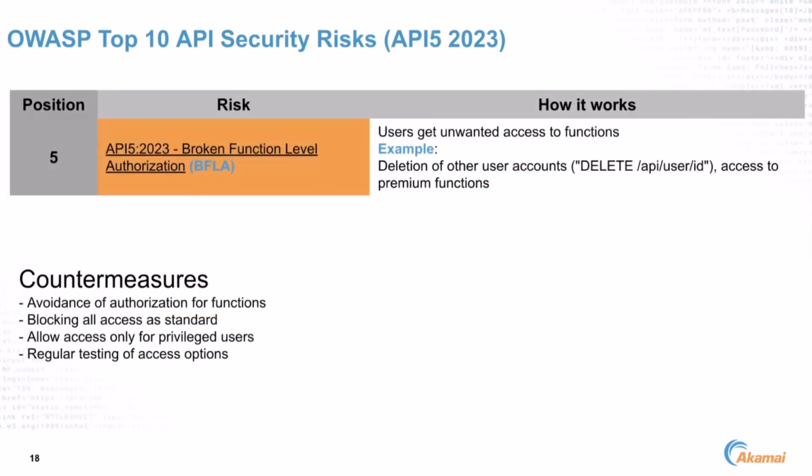API 5 is broken function-level authorization, a case where a user can perform unauthorized functions in the application. Examples can be obtaining admin-only functions or premium member functions by manipulating a parameter in the request body, URL, or header. Other functions may be related to the HTTP method type. For example, a delete method to remove a user record instead of a get or a post method.